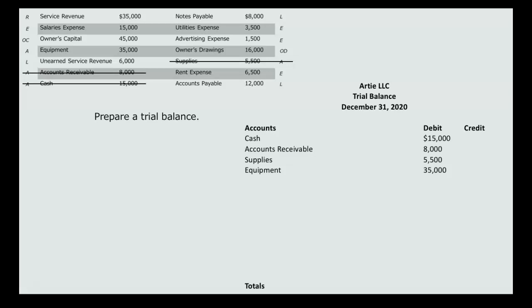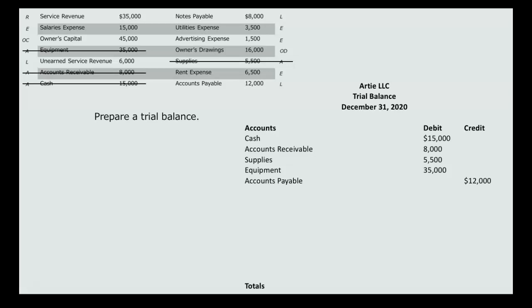So we have three liabilities here. When we look up, we see unearned service revenue, notes payable, and accounts payable. The first one that we're going to list is accounts payable. So we're going to just list it from greatest to least, right? So accounts payable had the biggest balance of our three liabilities, so that one gets listed first. And you'll notice that the balance for accounts payable goes over in the credit column. So that $12,000 balance in accounts payable is our first credit listed on this trial balance.